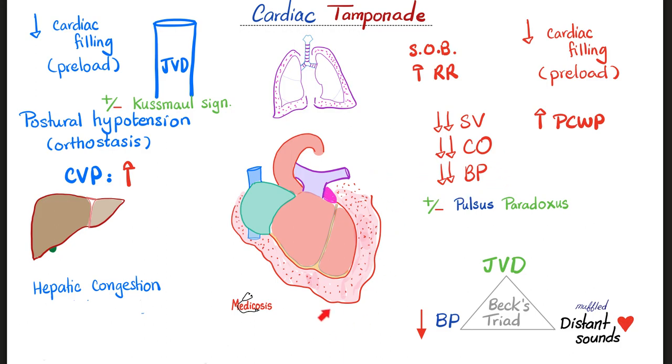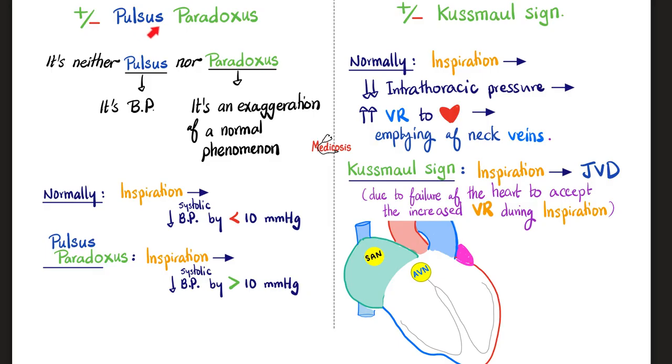And then you put the stethoscope, you find distant, diminished heart sounds. And when I have a triad of jugular venous distension, hypotension, and muffled heart sounds, this is the Beck's triad. Pulsus paradoxus can happen in cardiac tamponade, but Kussmaul sign is extremely rare in cardiac tamponade. But it was relatively more common in constrictive pericarditis. The difference between Pulsus paradoxus and Kussmaul sign was discussed in detail in the previous video on constrictive pericarditis.